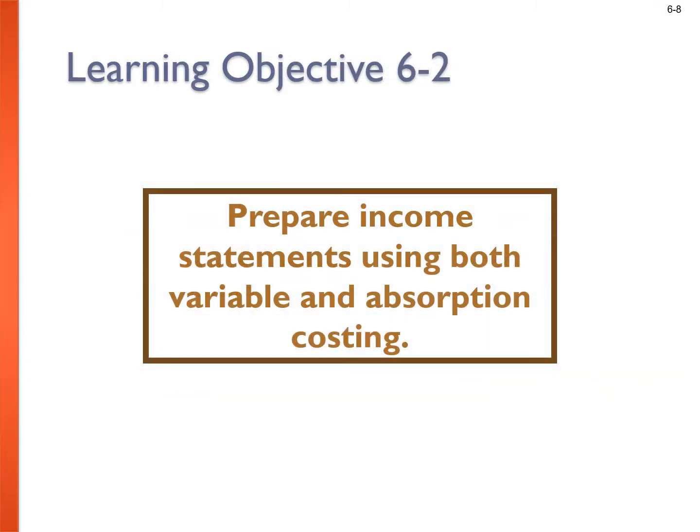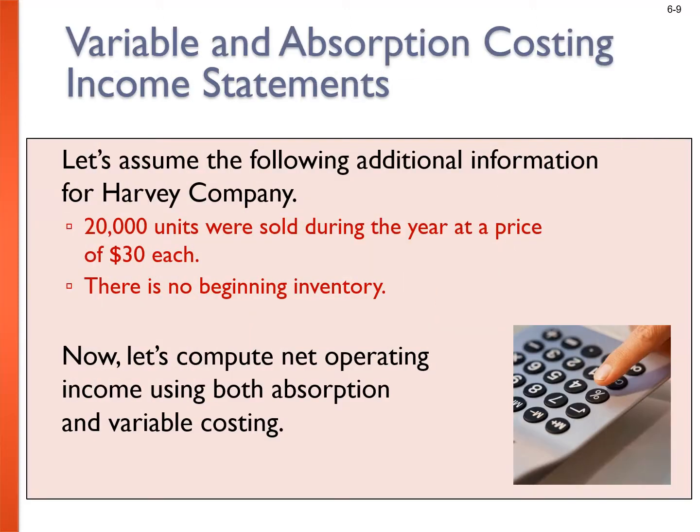So how would we prepare income statements under variable and absorption costing? Let's take a look. Assume the following additional information for Harvey. 20,000 units were sold during the year at a price of $30 each, and there is no beginning inventory.